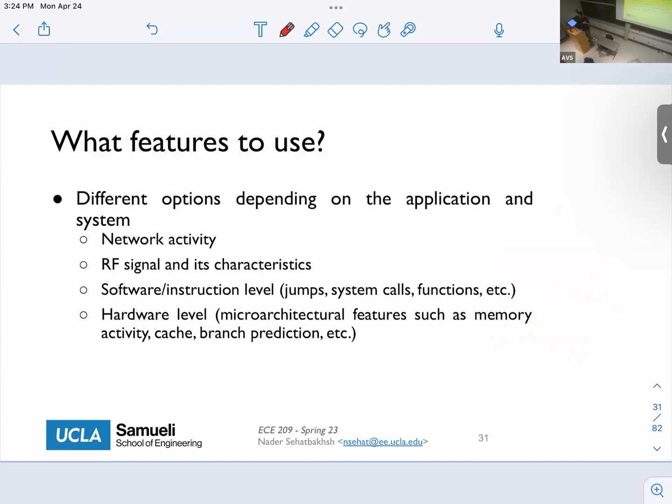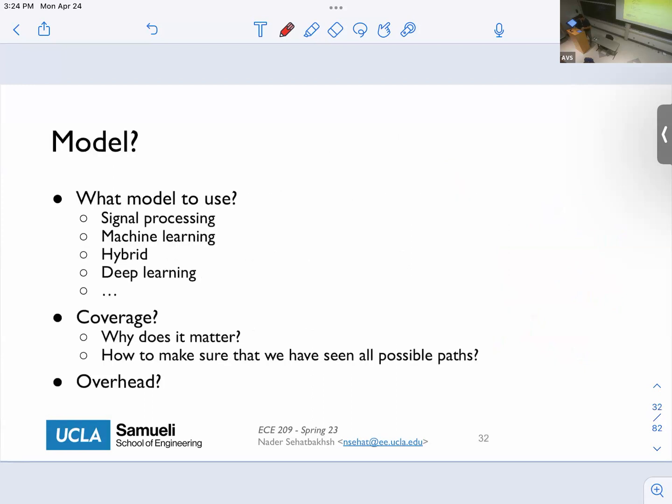So I'm just going through a list of different things. For example, for features to use, you can use RFs, you can use network activities, you can use software instruction level, or you can even go lower to hardware, looking at things like cache, branch misprediction, etc. You can use signal processing or machine learning or hybrid or deep learning for your model.